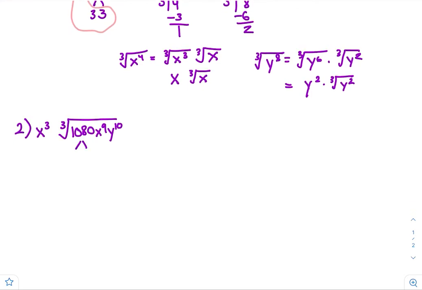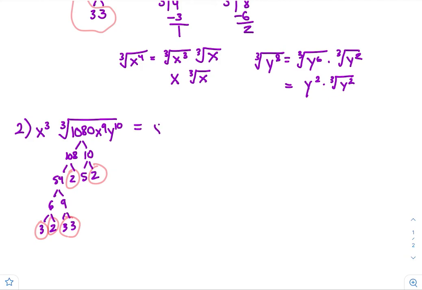All right, number 2. So break this number down. 108 times 10. 10 breaks down to 5 times 2. 108, 54 times 2. 54 is 6 times 9. 6 is 3 times 2. And 9 is 3 times 3. So remember, since it's a cube root, we're trying to find groups of 3. So we found a group of 3s up there, and we found a group of 3 of 2s right there.